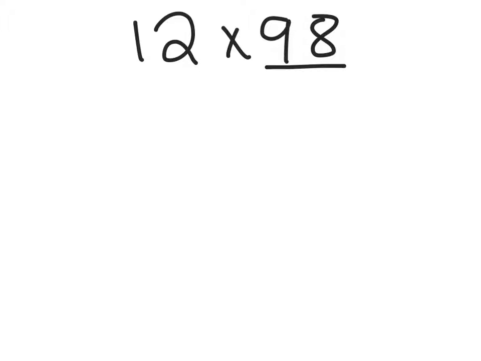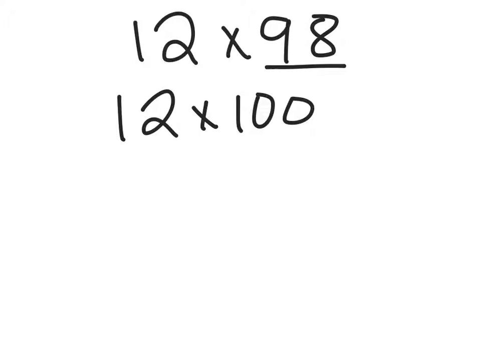So instead of doing 12 groups of 99, because 99 is not a friendly number either, we're going to have to do 12 times 100. I keep wanting to put an extra 0 on there, whoopsies. So 12 times 100, we just did this one in the last problem. We know that this is 1,200.